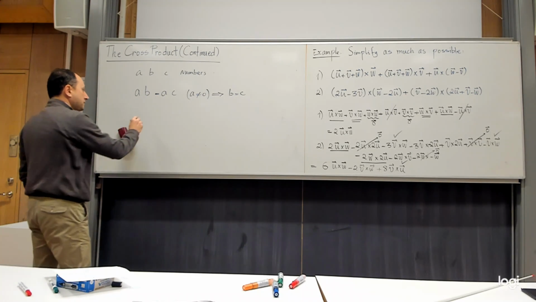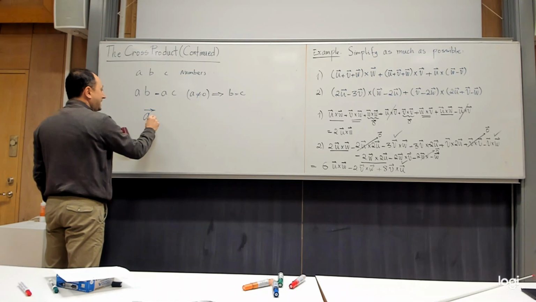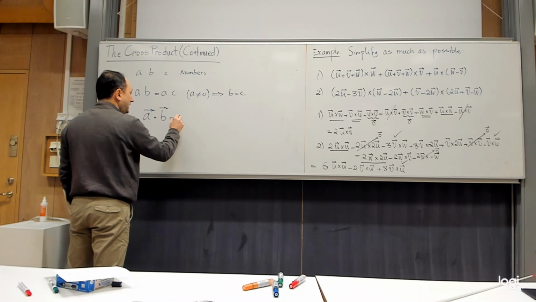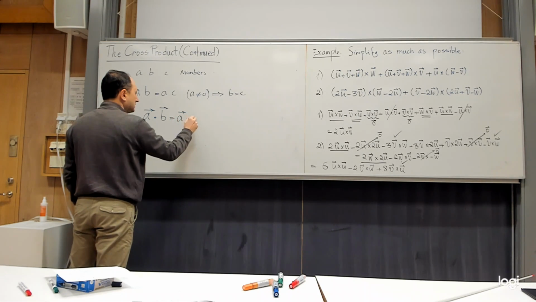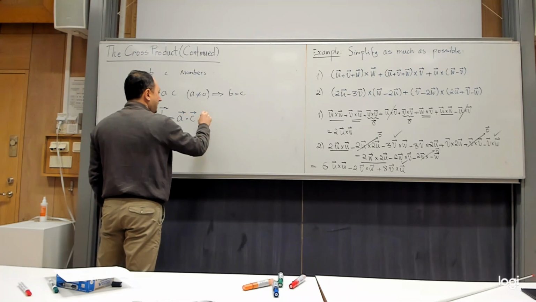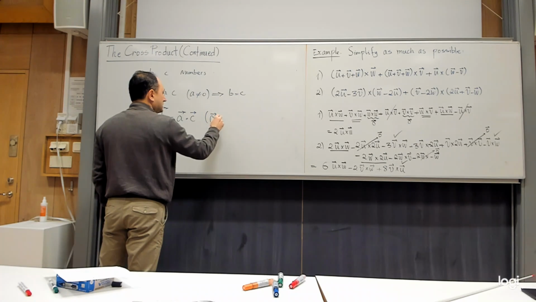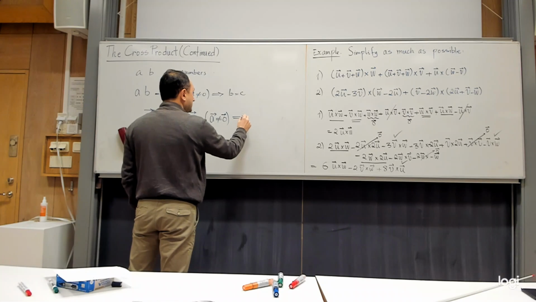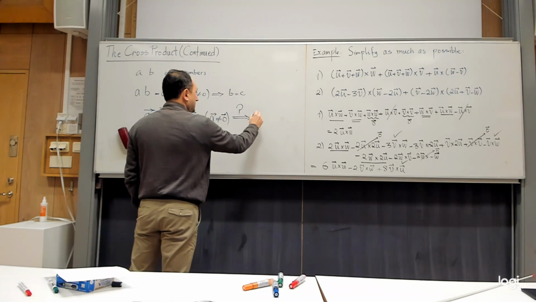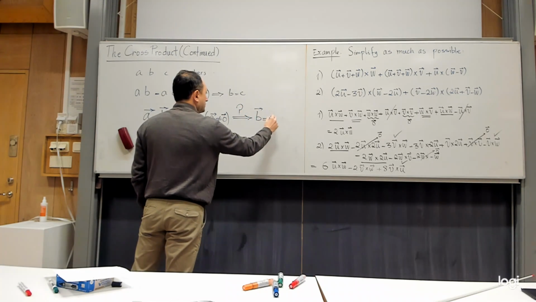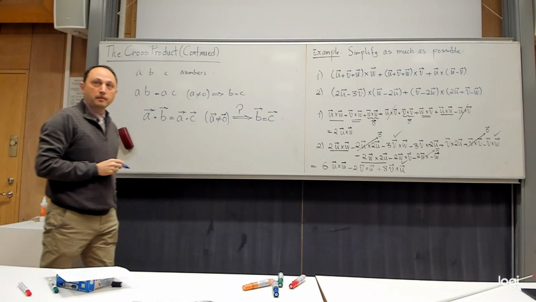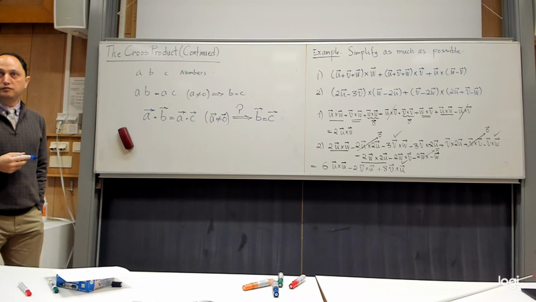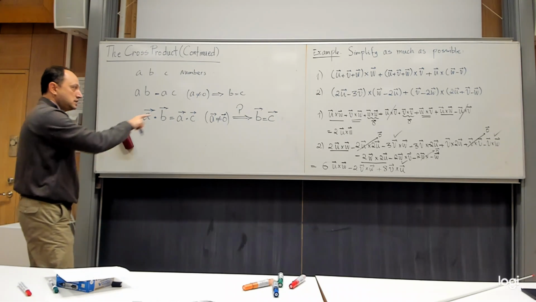In other words, if someone tells you that A dot B is equal to A dot C, and someone guarantees that this vector is not the 0 vector, do you think that we can still conclude that the vector B is equal to C? If yes, you have to prove it. If no, you need to give me a counterexample. Yes? This is one question.